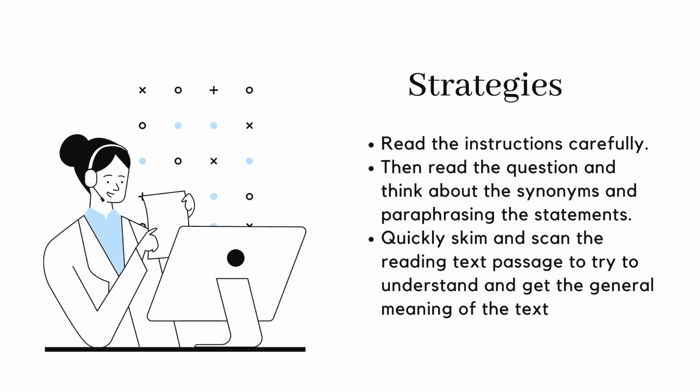The strategy for this question type is to read the instructions first very carefully to know how to solve this question perfectly. Then read the question and think about the possible synonyms and the paraphrasing of this particular statement. Quickly skim and scan the reading text passages that are given in your test sheet to try to understand and get the general meaning of the text passage with regard to the question sentence.